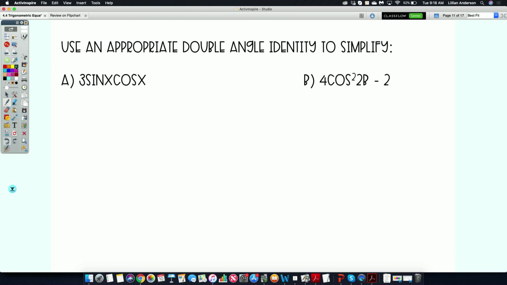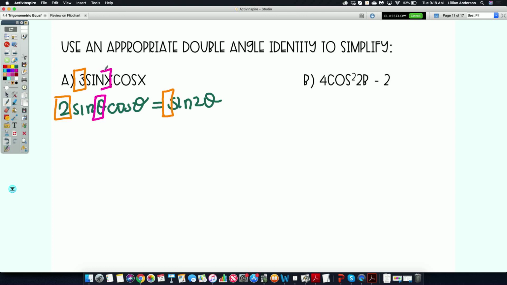Sine what? Sine 2 theta is equal to 2 sine theta cosine theta. But there's a difference between the double angle identity and what we have. What's the first thing that you notice? It's a 3 instead of a 2. That means that the front of my double angle identity is affected in some way. What else do you notice? Your variables are different, which means you're not going to have a theta anymore, you'll have an x.